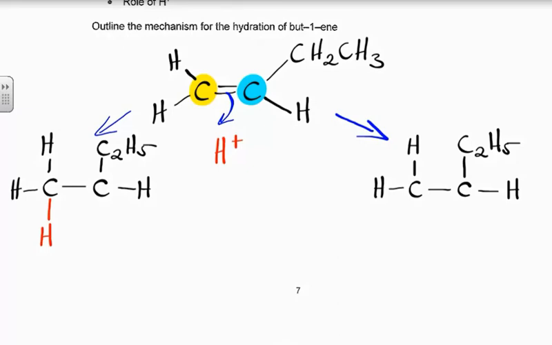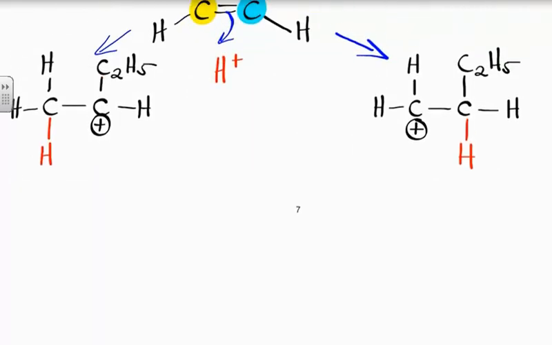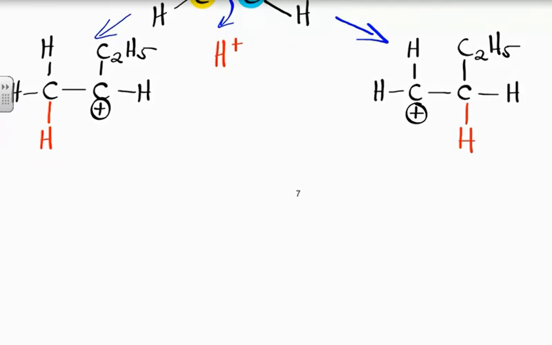Okay, so those are the two possible options, which leaves me with either a secondary carbocation on the left hand side or a primary carbocation on the right hand side. Continuing with the mechanism, I now want to introduce my water. So these water molecules will come in and attack those carbocations like so.